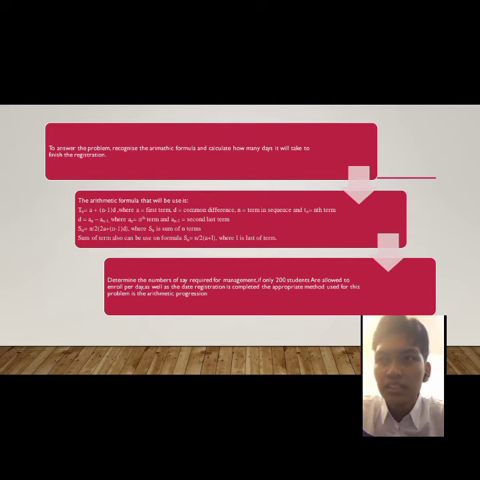The third formula is Sn equals n divided by 2 (2a plus (n minus 1) d), where Sn is the sum of terms. The sum of terms can also be found using the formula Sn equals n divided by 2 (a plus l), where l is the last term. So we determine the number of cells required for management if only 200 students are allowed to enroll per day, as well as the date registration is complete. The appropriate method used for this problem is the arithmetic progression.